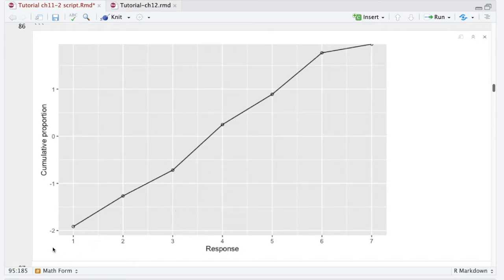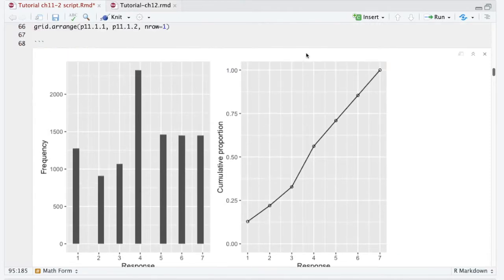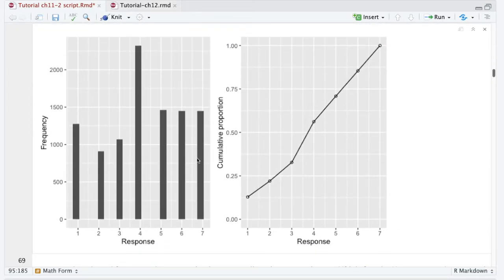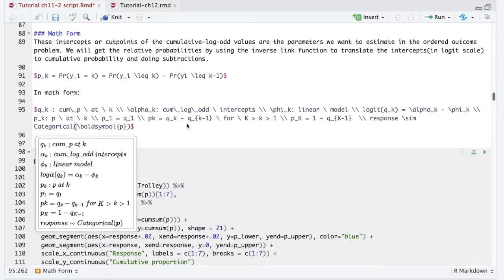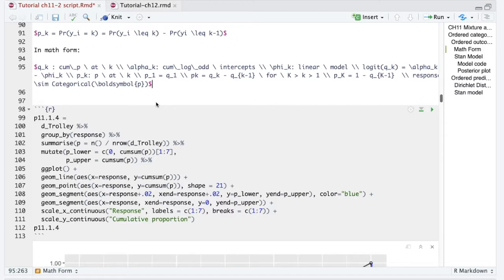And to get the relative proportions, we just need to do these processes inversely. We can take the inverse logit function to convert these cumulative logit values back to the cumulative proportion like here, and then we can do subtractions to convert these values back to relative proportions. I know you must be very confused about what I just said, but no worries. Let's dive into the math of this model and learn it in a more structured way.